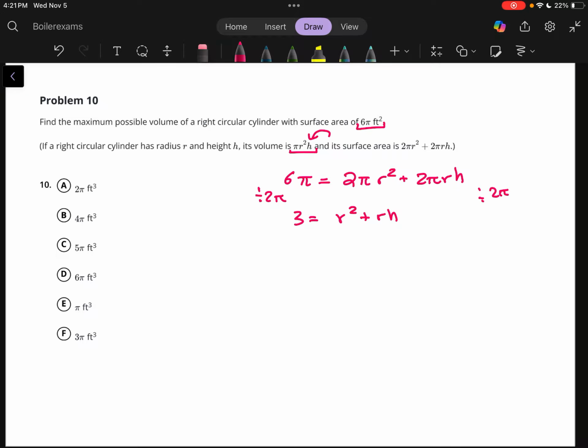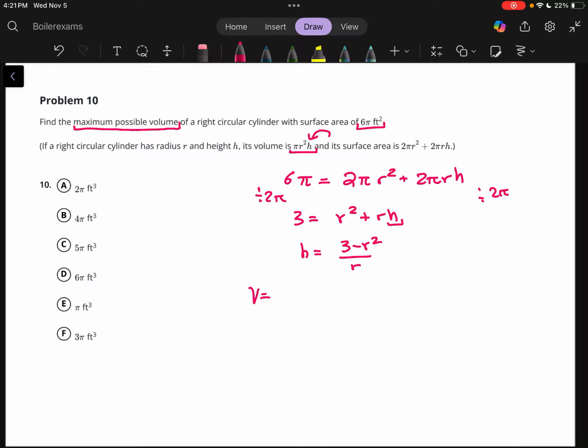And in this scenario, I have r in 2 locations but h in only 1, so it's going to be easier to solve for h. If I solve for h, I get 3 minus r squared divided by r. Okay, so now that I've solved for h in terms of r, I can plug it into my equation for volume. And the reason I'm plugging it into my equation for volume is because the answer I want is the maximum possible volume.